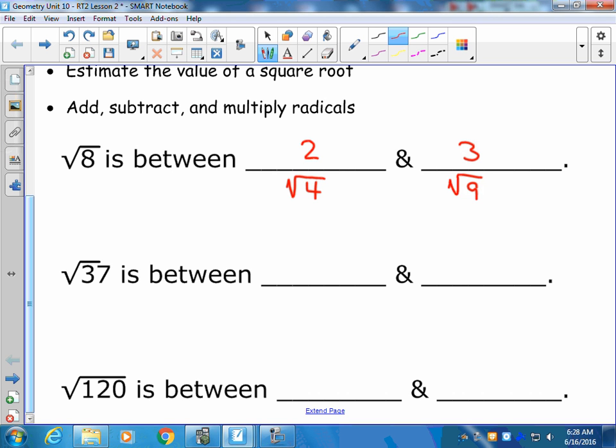So we look at the square root of 37, in between the perfect squares of the square root of 36 and the square root of 49. So we know that the square root of 37 as a value falls somewhere between 6 and 7.